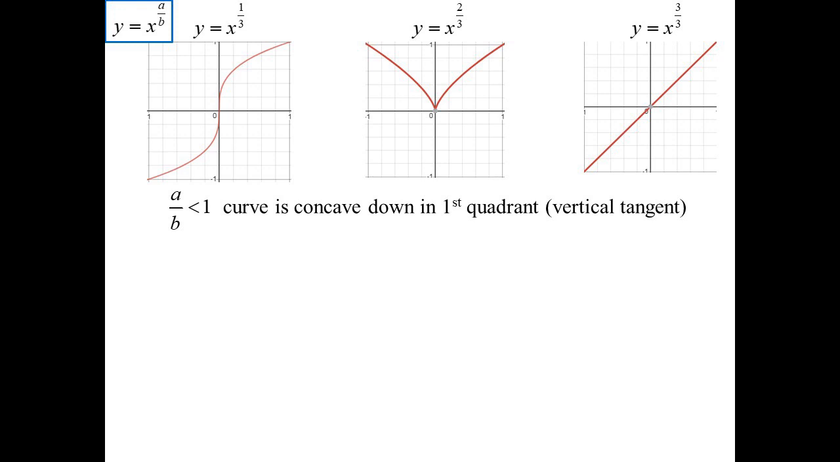So if the fraction is less than 1, so these two, they're less than 1, you've got 1/3 and 2/3, the curve will be concave down in the first quadrant. So you'll notice both of these concave down in the first quadrant. But the other thing about the x-intercepts with these graphs is you get a vertical tangent. So you see how here's 1/3, there's a vertical tangent. If I was to draw a tangent to the curve, it would be vertical. Same with this one. This is what we call a cusp, but there's a vertical tangent.